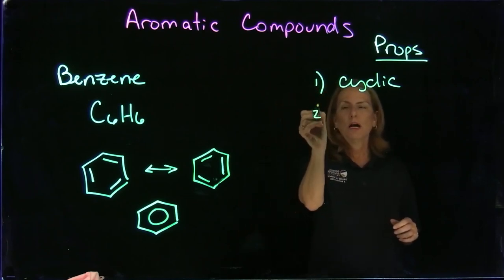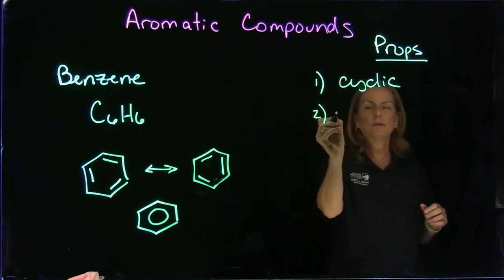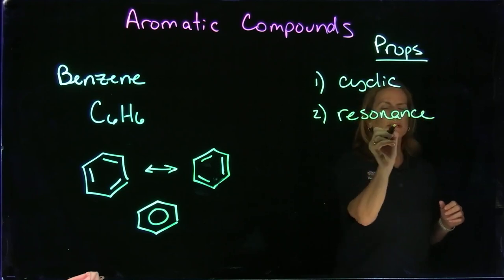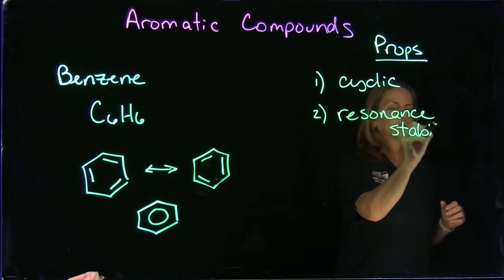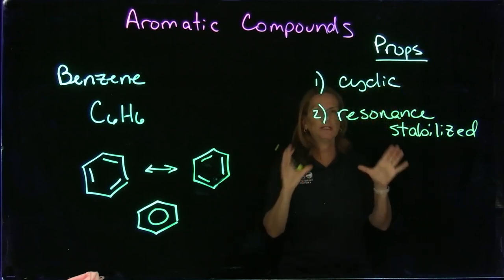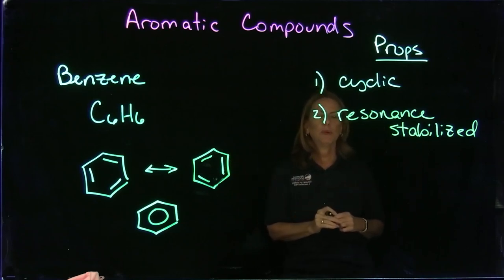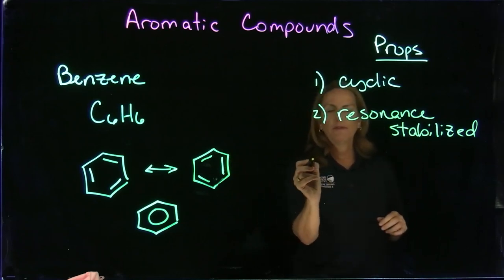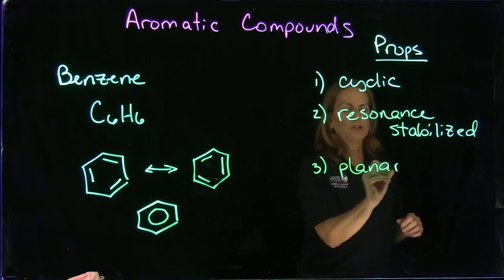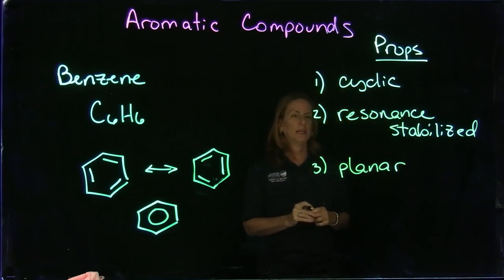Second, not only do we want them to be in a ring, we want them to be completely resonance delocalized, resonance stabilized around the entire ring. Now, there may be several rings, and one ring may be aromatic, one not, but the entire ring that we're talking about must be stabilized by resonance. They also must be flat. To share the delocalization, they must be flat. For those pi electrons to delocalize, the ring must be flat.